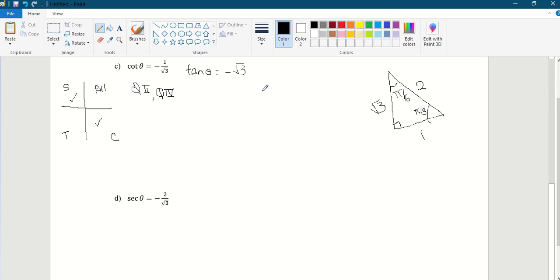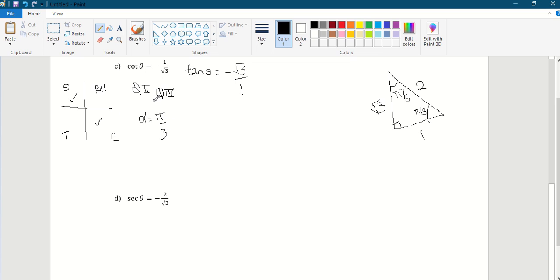Now we are given tan theta equals root 3. Tan is opposite over adjacent. So from here, opposite is root 3. That's what we want. If we want, we can write this root 3 as root 3 over 1. So opposite over adjacent will be then alpha will be pi over 3. So we will say alpha here is pi over 3.